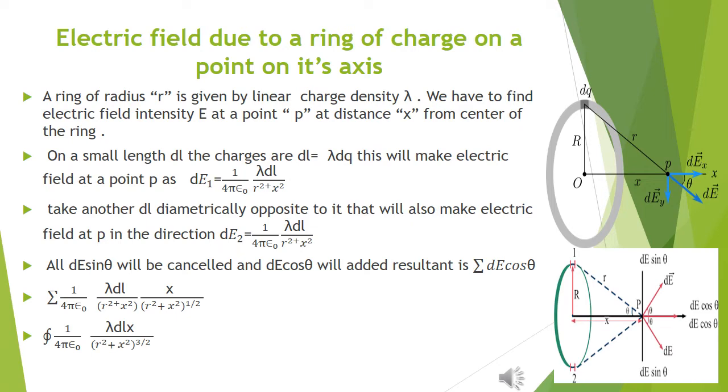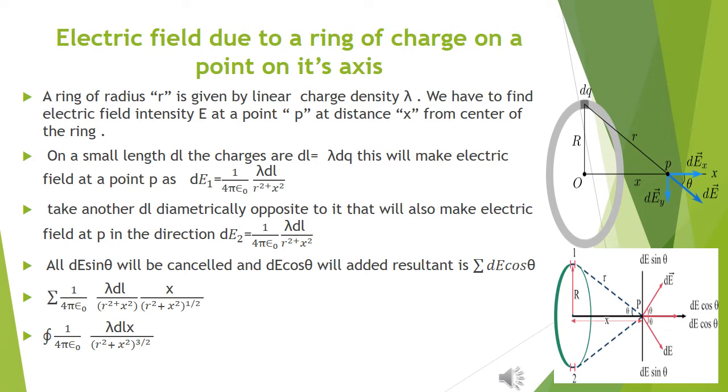And do you know what type of charge distribution this is? Ring has an area, but the charge is distributed on the length of the ring. So we have linear charge density, and this linear charge density is denoted by lambda, which is lambda equals Q upon L. So we have to find out an electric field on the axial line. This point is on the axis of the ring, where we have to find out an electric field on a point on its axis.